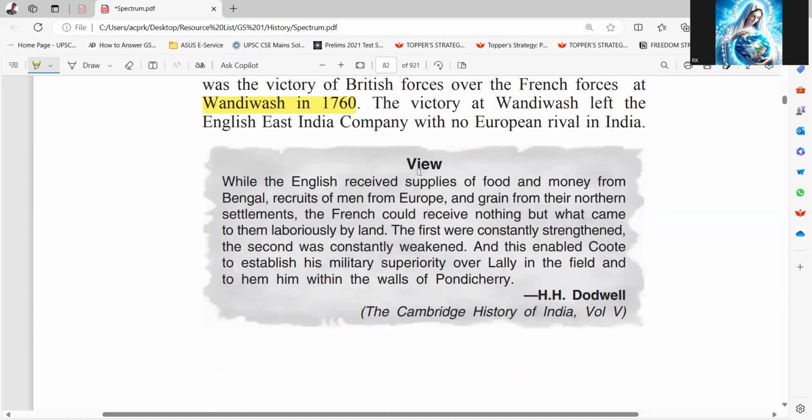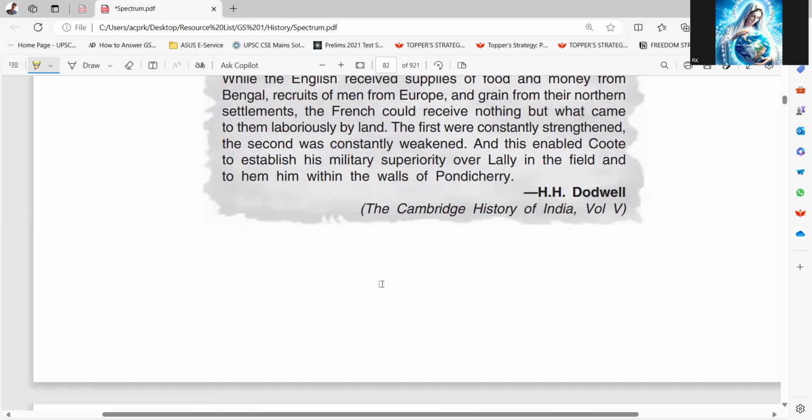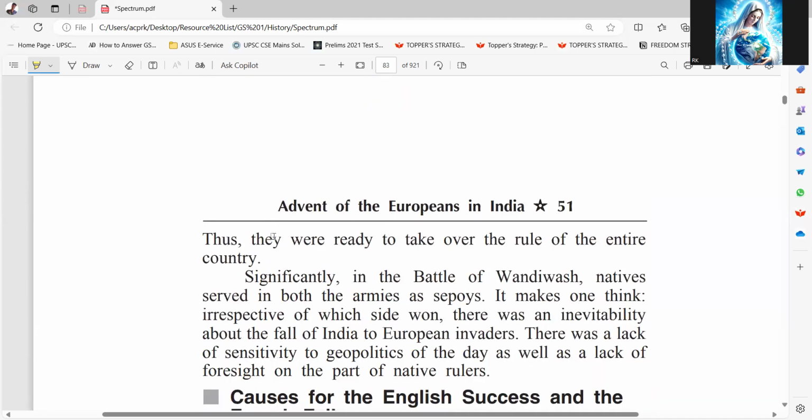While the English received supplies of food and money from Bengal, recruits of men from Europe, and grain from their northern settlements, the French could receive nothing but what came to them laboriously by land. The first were constantly strengthened, the second was constantly weakened. And this enabled Coote to establish his military superiority over Lally in the field and to hem him within the walls of Pondicherry. H. Dodwell, The Cambridge History of India, Volume 5. Thus they were ready to take over the rule of the entire country.